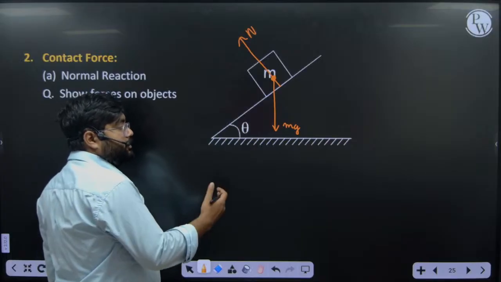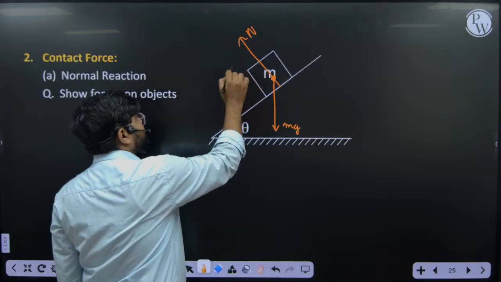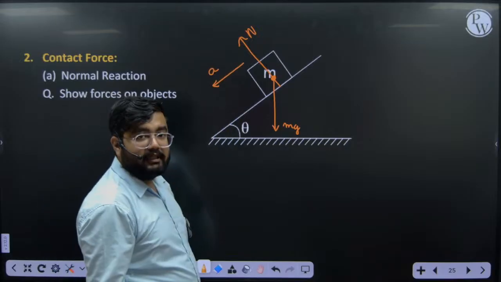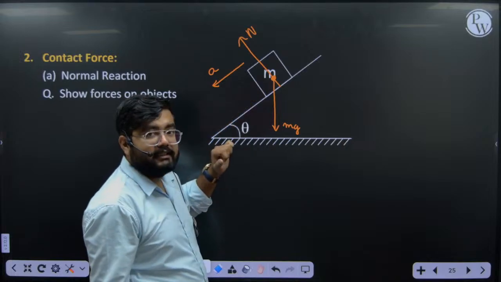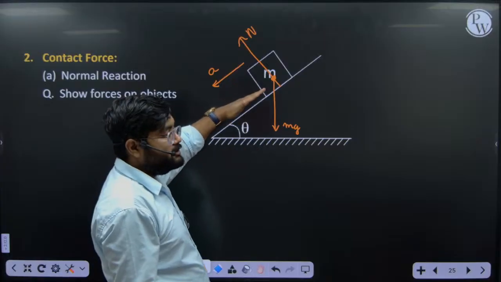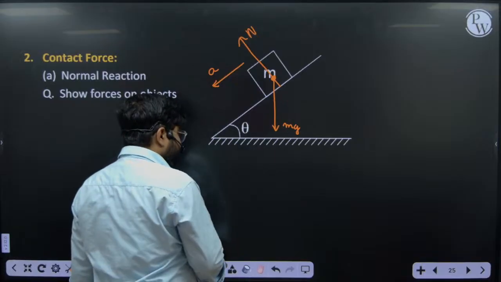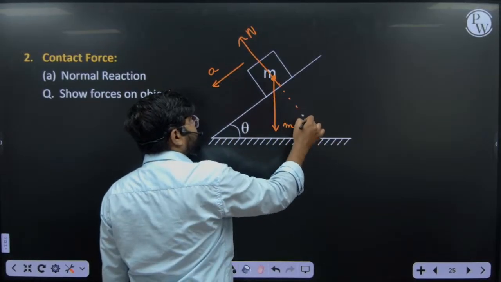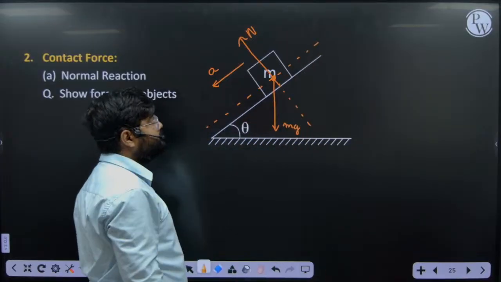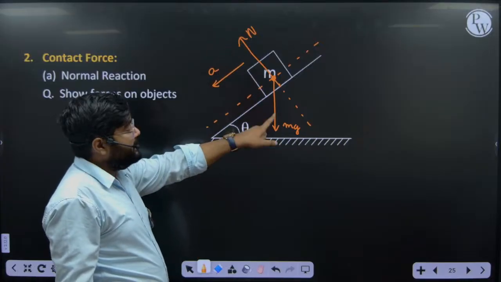But we should also know how to balance these forces. Acceleration is going to be in this direction, and it is good practice to break the forces along the direction of acceleration and perpendicular to it. So we are going to break all the forces in these two directions. Normal is already in this direction, so no need to break it, but mg needs to be broken.